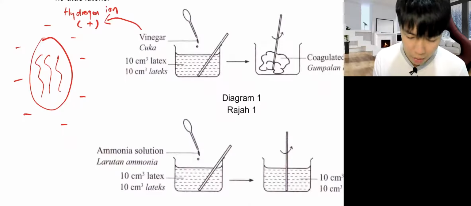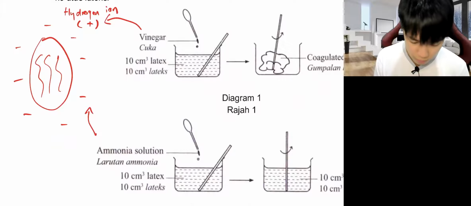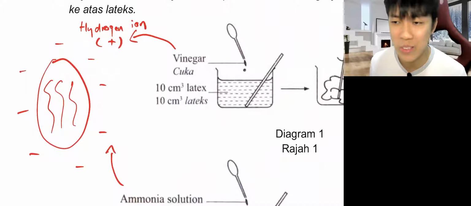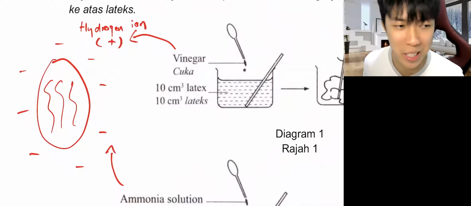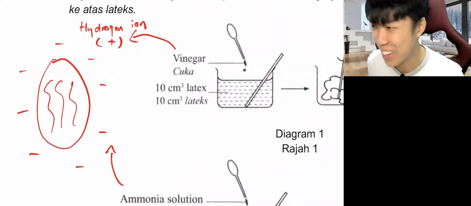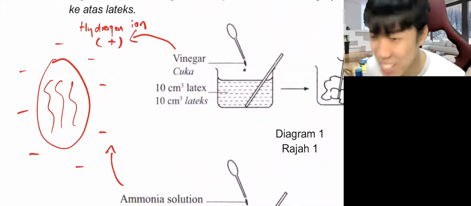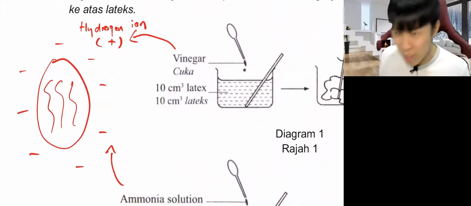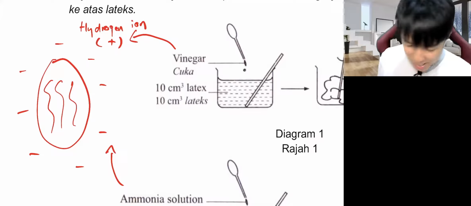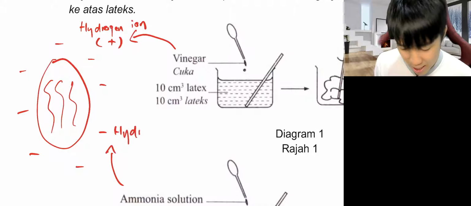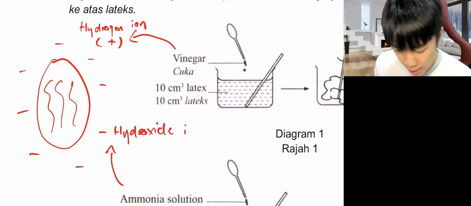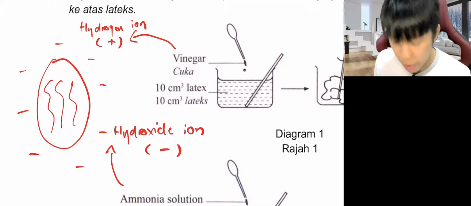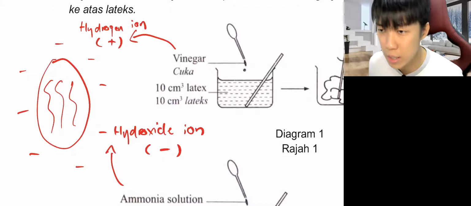So when you add alkaline, you are actually adding what ion? Do I expect you to remember this or not? Yes, I've got something: hydroxide ion, negative charge. Nice.